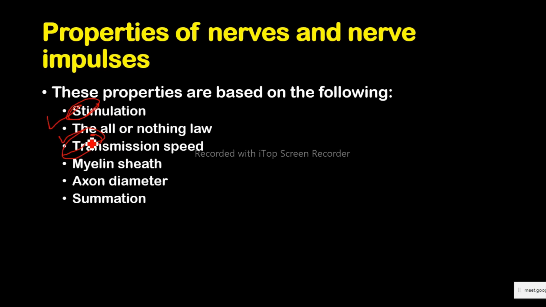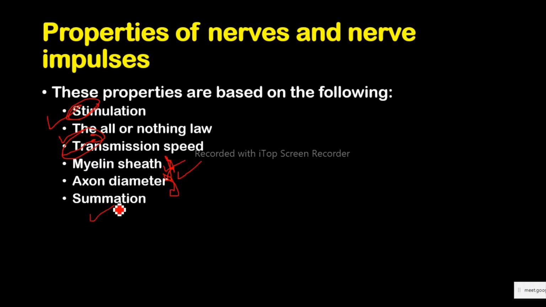What are the factors that will affect the speed at which a given impulse is going to be transmitted? One of the factors is the myelin sheath and the axon diameter. These do affect the transmission speed of a nerve impulse, of an electrical impulse. So we should be in position to explain briefly and extensively how these two, axon diameter and the myelin sheath, affect the transmission speed of an impulse.